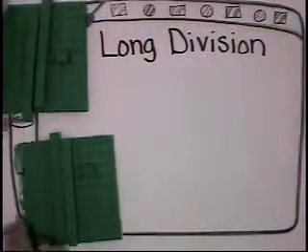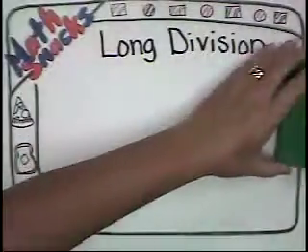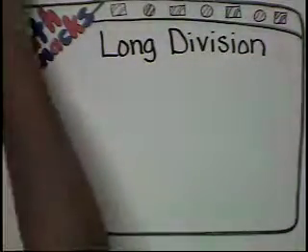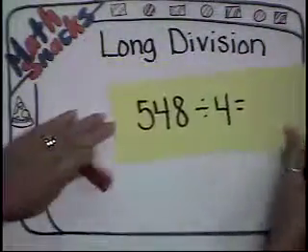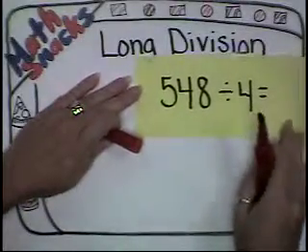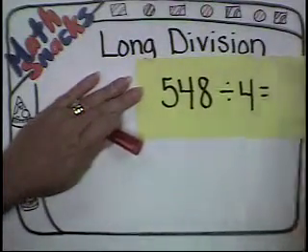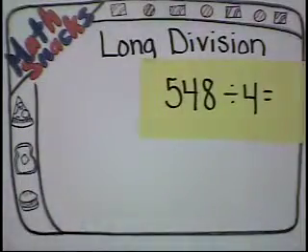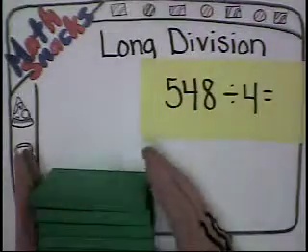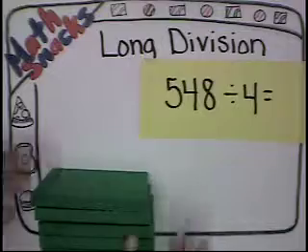There we go. Okay, well, that one was a pretty easy one. Let's try one that's a little bit more complicated. Okay, so this time let's try 584 divided by 4. Well, this time I need 5 of the 100 flats. Do you want to check me again, or do you trust me this time? I'm going to double check.